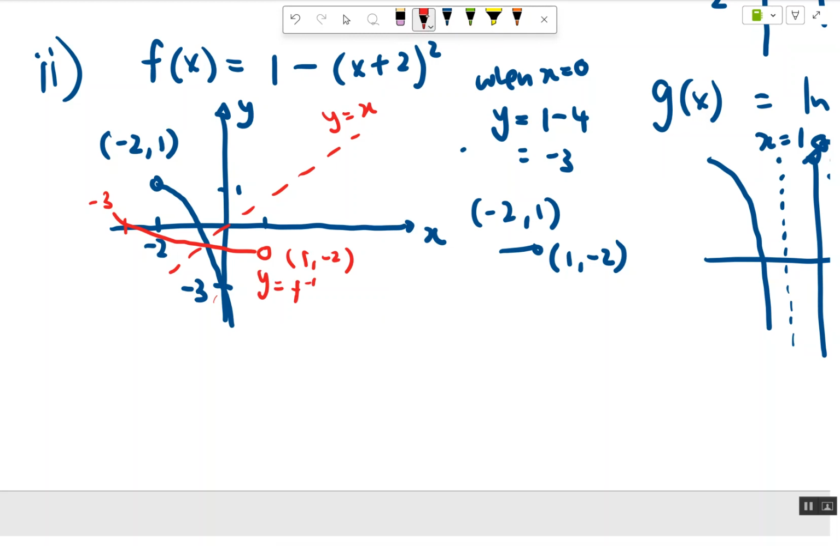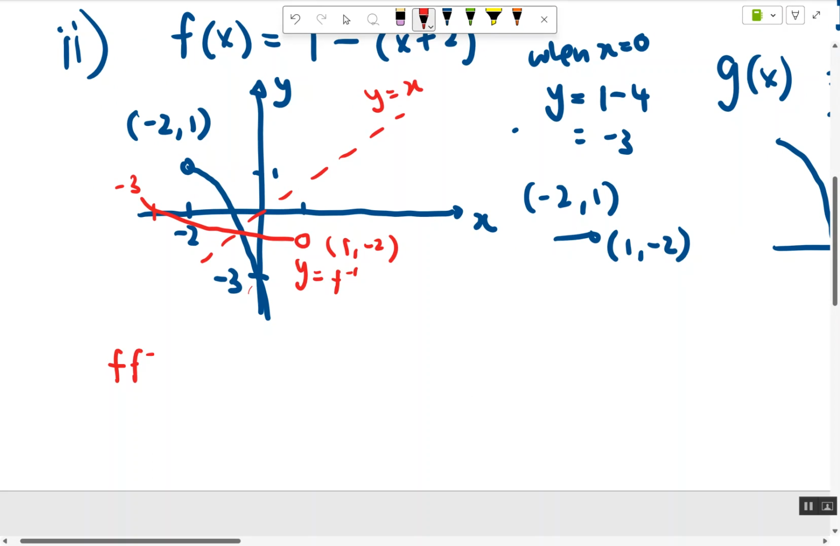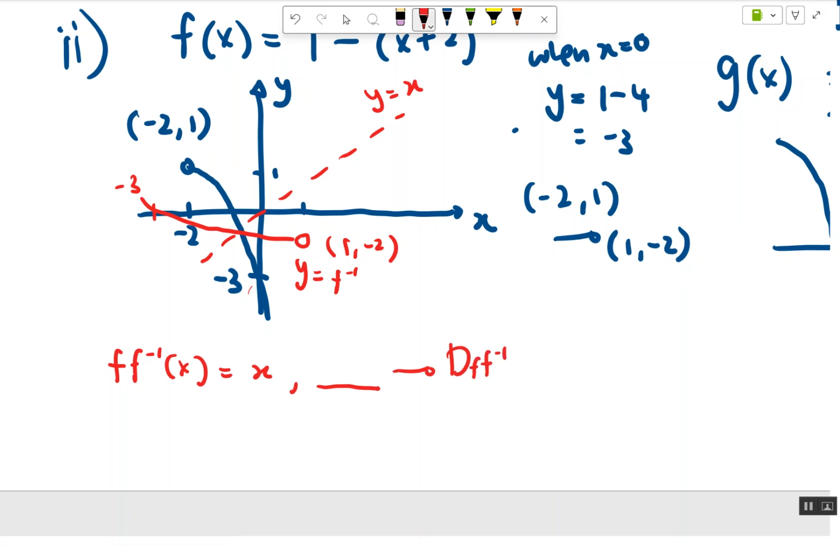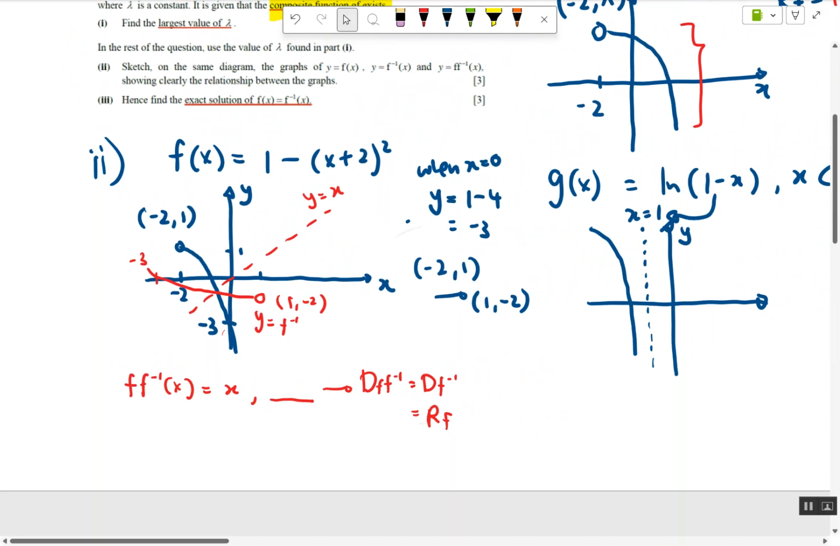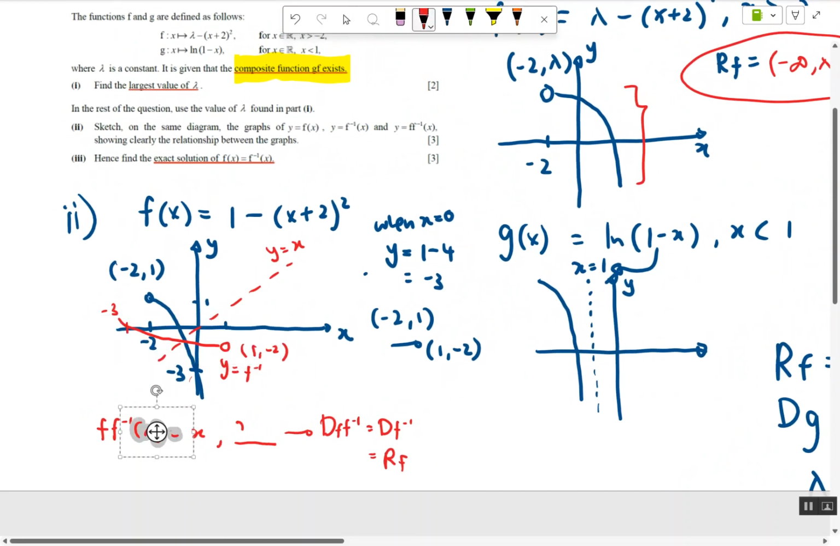Next, the question is asking you also to sketch f f inverse x. So f f inverse x, you must straight away know that it becomes x. But the domain is different. The domain of f inverse depends on the range of f, and there is a video on f inverse if you're not very sure about it. So I go back to the first part of the video. What is the range of f? You see that it's over here, from negative infinity to lambda. So in this case, we are talking about x must be less than 1.